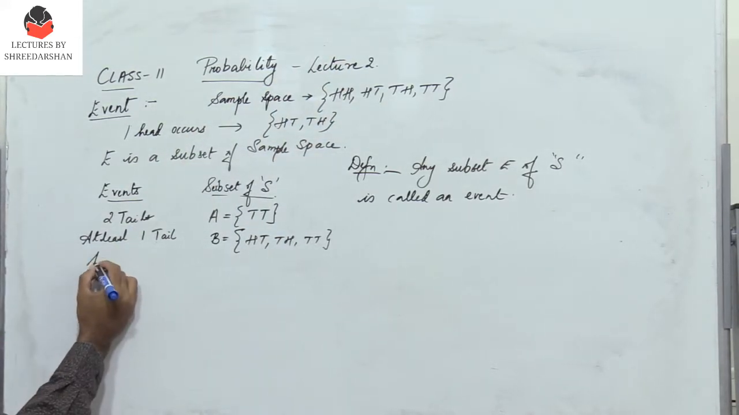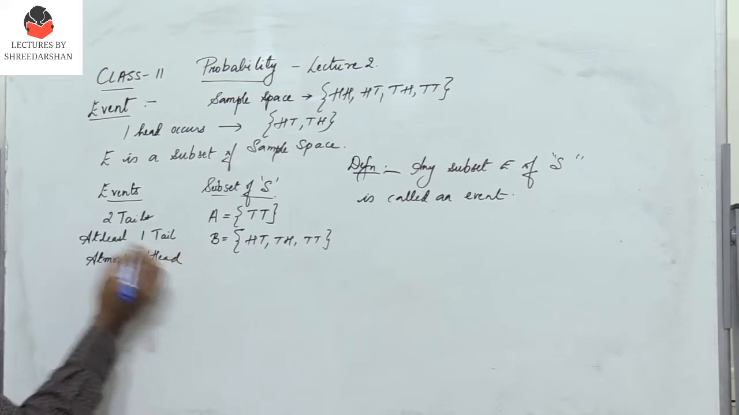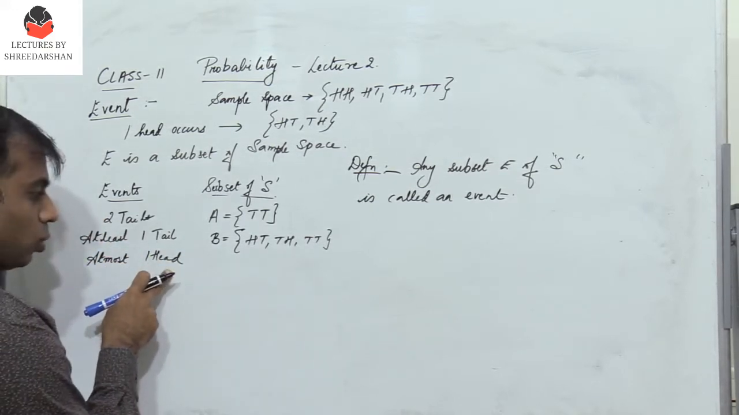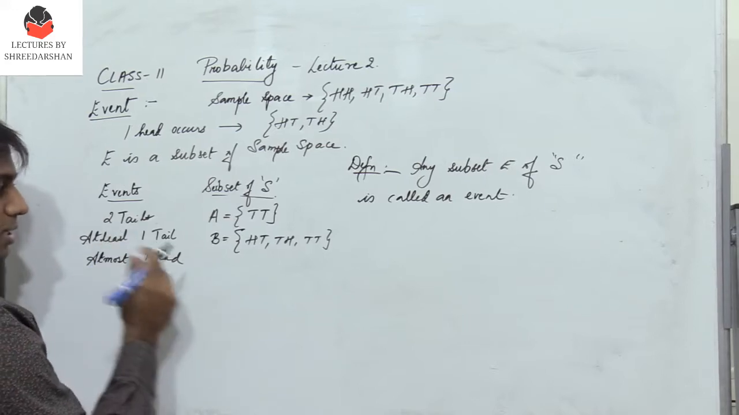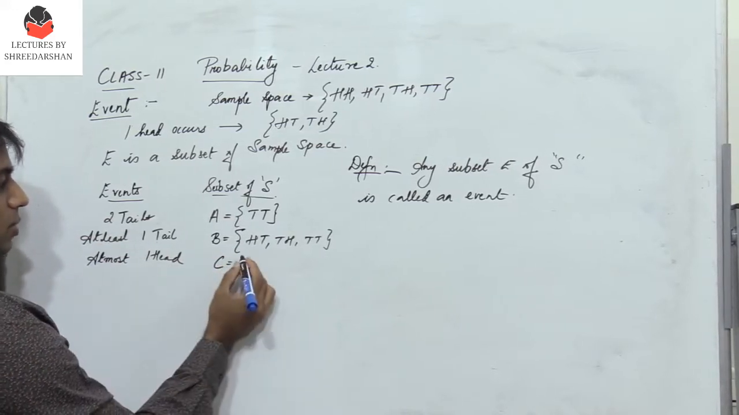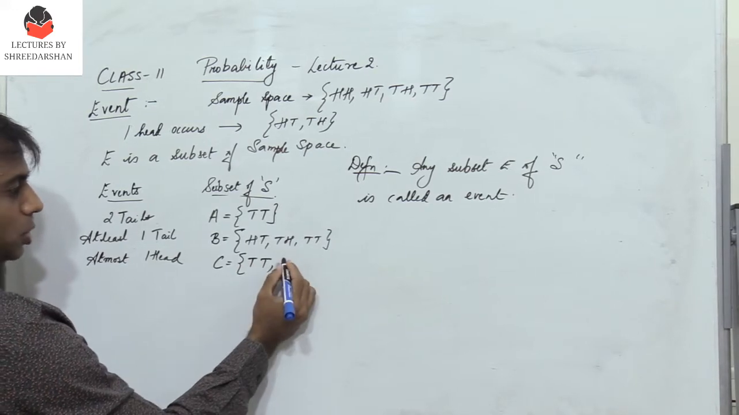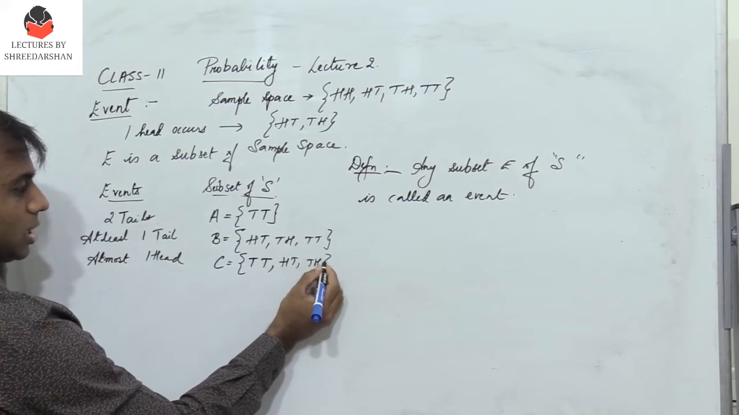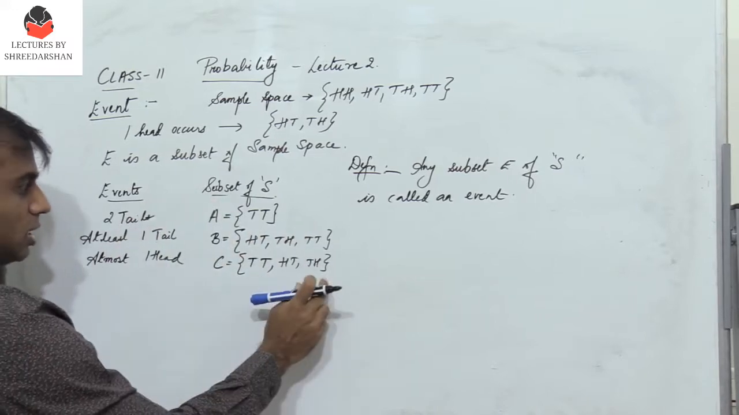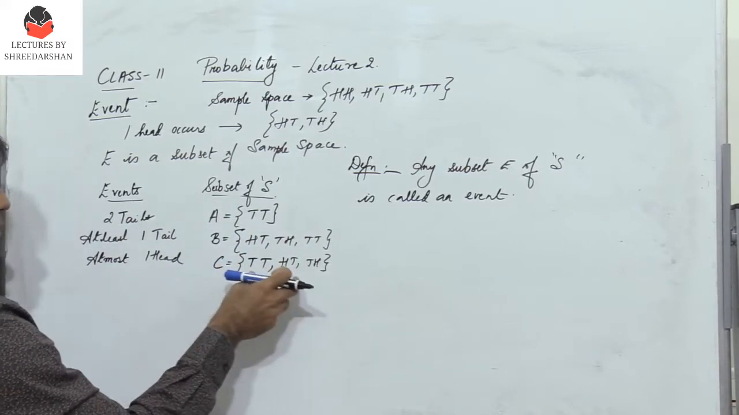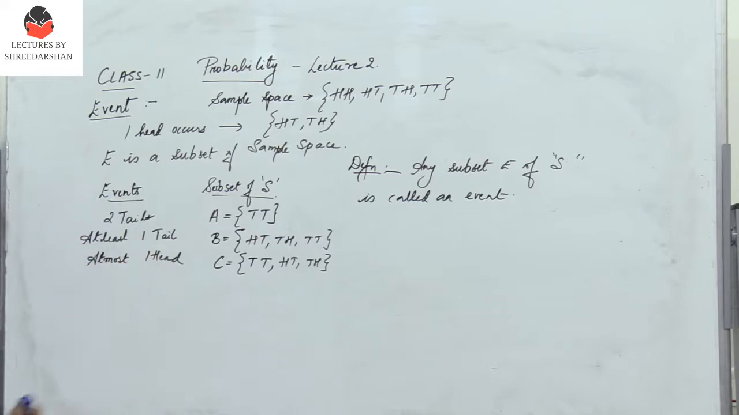At most one head. What do you mean by at most? Maximum I could have one head or zero heads occurring. So this is an event C where I can have a case where there are no heads or one head. That's the maximum. I cannot have two. So this is the event C, which is the subset of the sample space S.